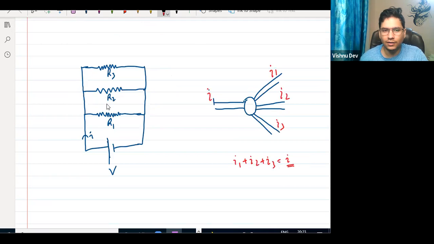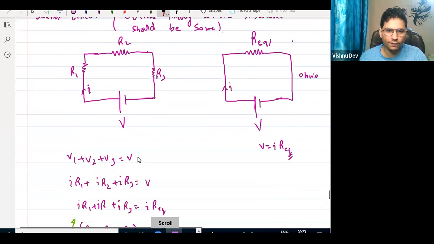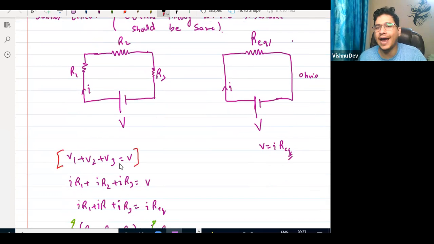तो देखो यहाँ पे ये जो सीरीज उसमें सेम क्या था? What was same? When the circuit resistance was in series, which quantity was same? Current. The current was same everywhere. And which quantity we were adding? Voltage. Exactly.